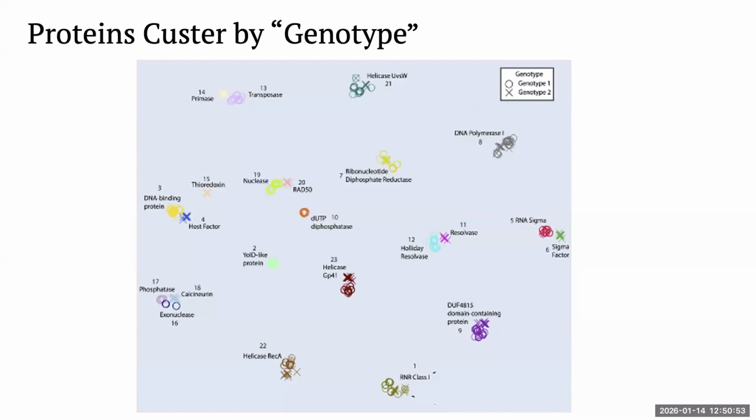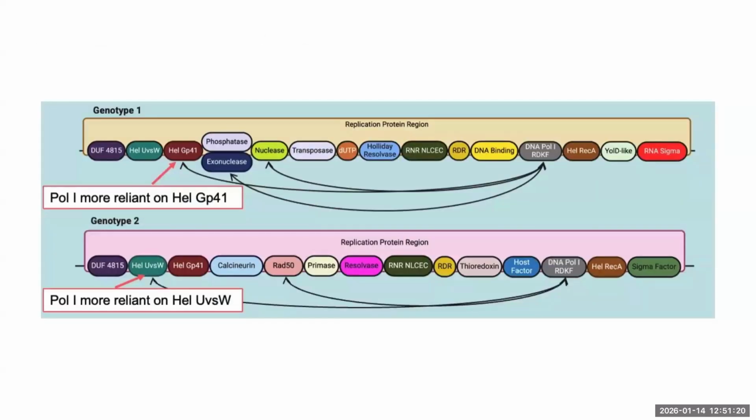But then you have these one-off things. So for example, this one-off thing, thioredoxin, is occurring completely separately, and the YOLD-like protein is occurring separately. These are unique to one genotype or the other. This is unique to genotype number 1, and this is unique to genotype number 2. So these are the genes that are present in either genotype 1 or genotype 2, or the proteins that are there. And we set out to understand, so what's the difference between genotype 1 and genotype 2?